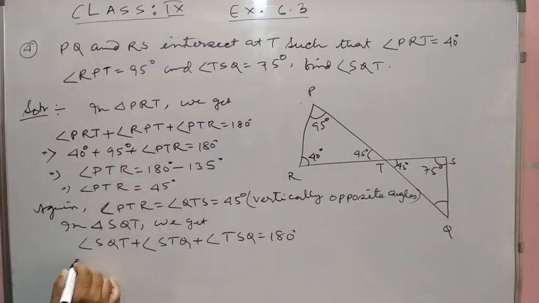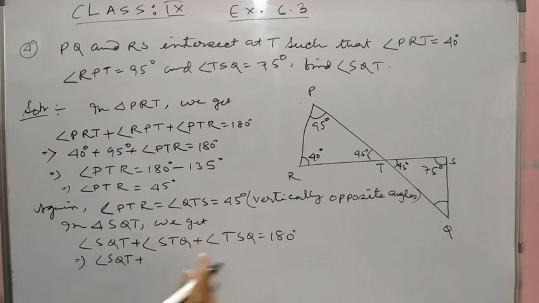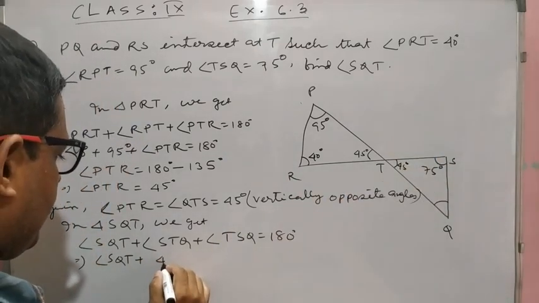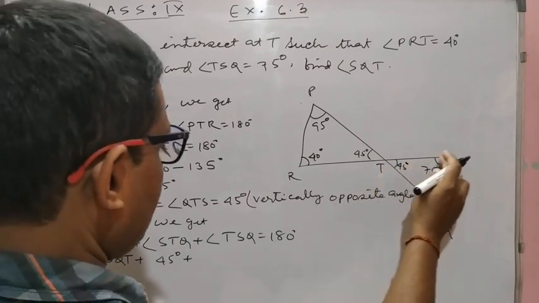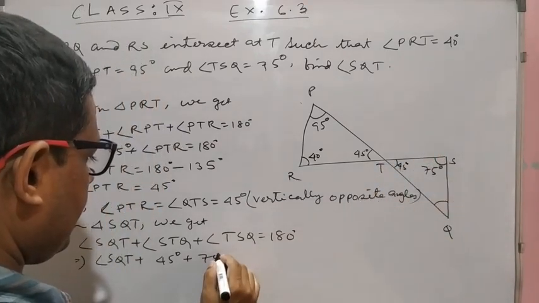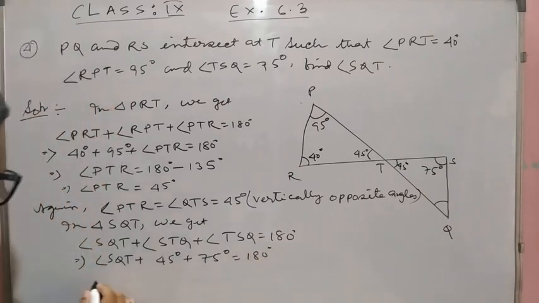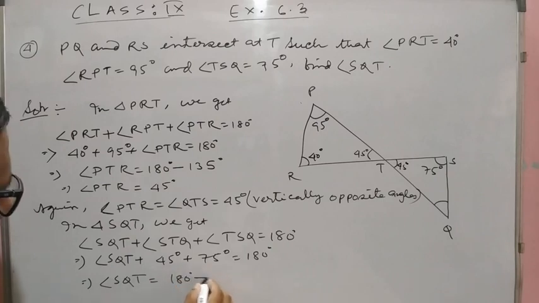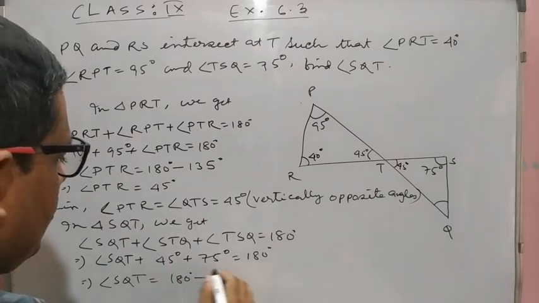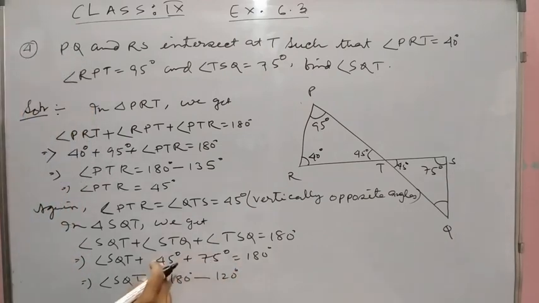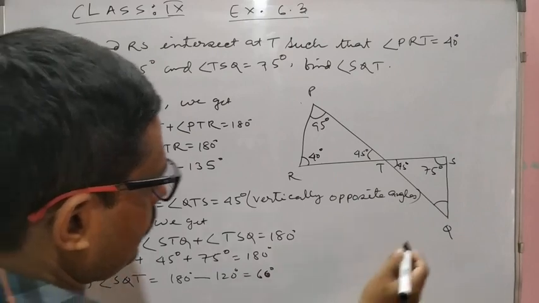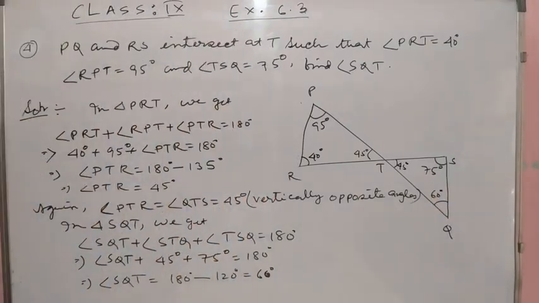Now let us put the values of these angles. SQT is not given. STQ is 45 degrees. TSQ is 75 degrees, equal to 180 degrees. This implies SQT equals 180 degrees minus 120 degrees. This plus this, 75 plus 45, is 120 degrees. Transfer that side. So it will be 60 degrees. So this angle measure will be 60 degrees.